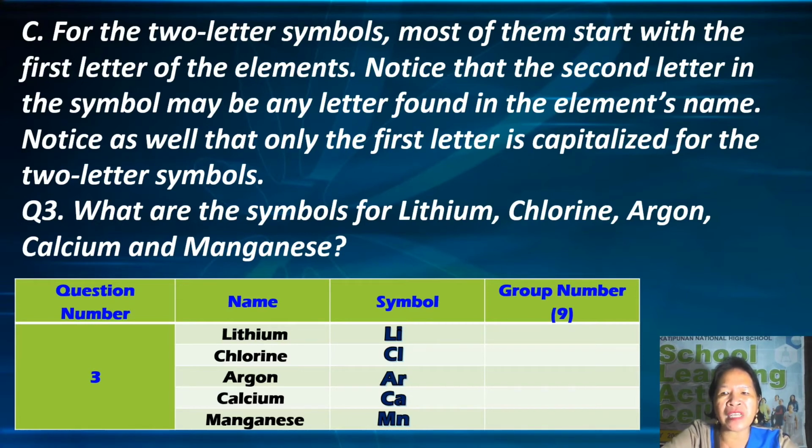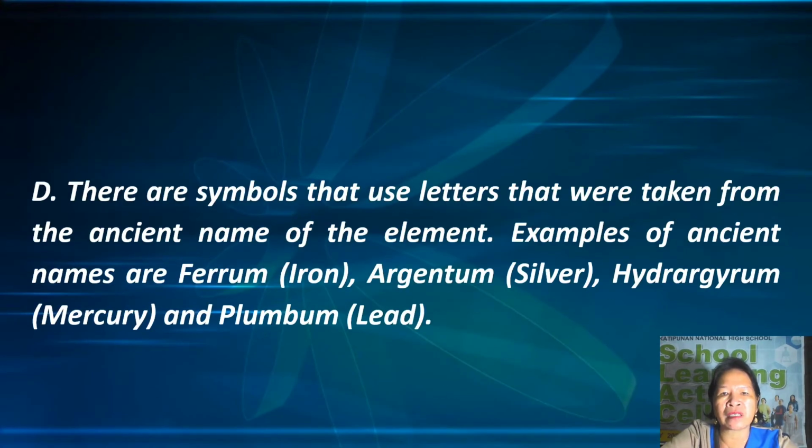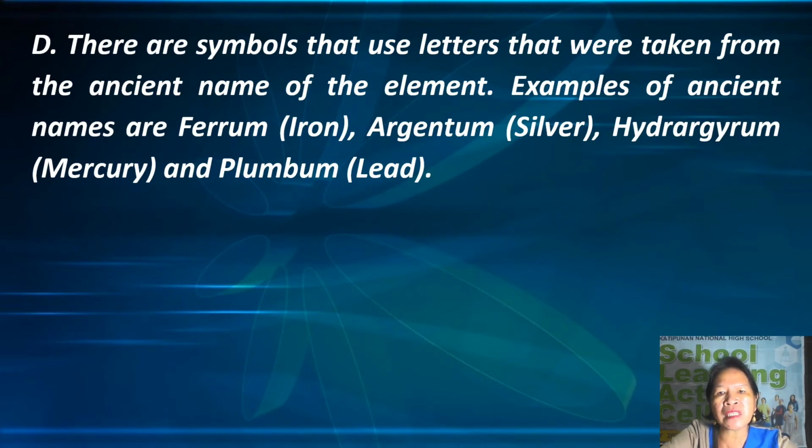I guess you have already learned how to write the symbols of the elements. But still, we have to continue our lesson or our activity. There are symbols that choose letters that were taken from the ancient name of the element. Examples of ancient names are ferrum, argentum, hydrargyrum, and plumbum, in which ferrum is iron, argentum is for silver, hydrargyrum is for mercury, and plumbum is for lead.